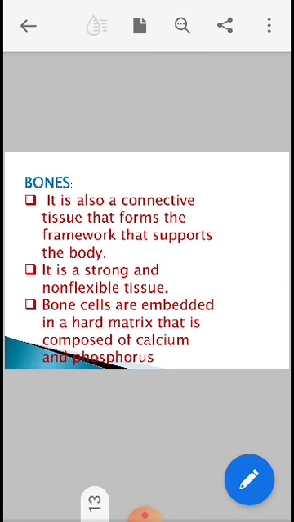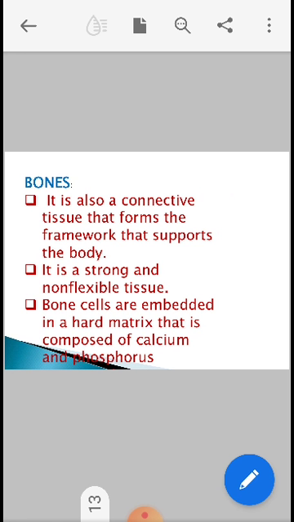Let's move on to the next part, that is the bones. Now we have learned about the bones from our lower classes, but we do not know what kind of tissue it forms. So bones are also a connective tissue that forms the framework that supports the body. Now this we are learning since lower classes, but here you just have to remember one more word, that is connective tissue.